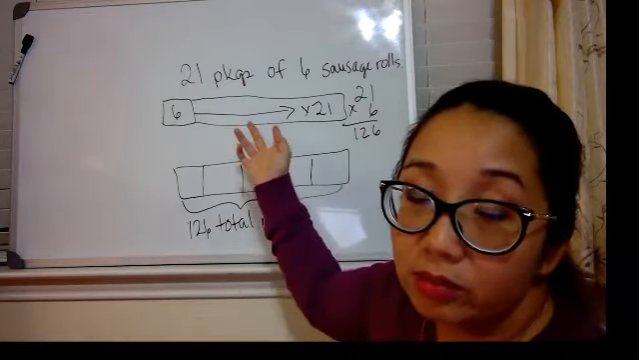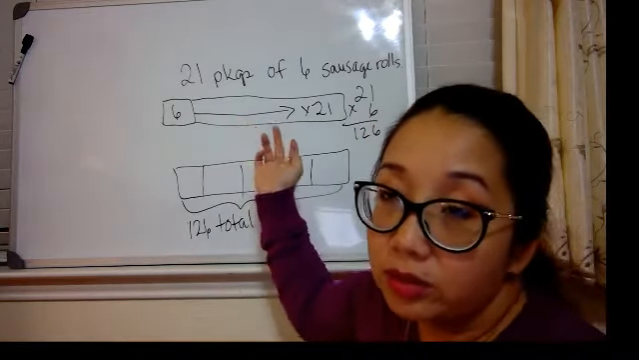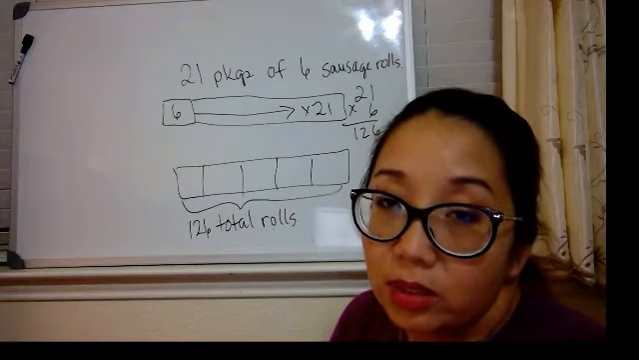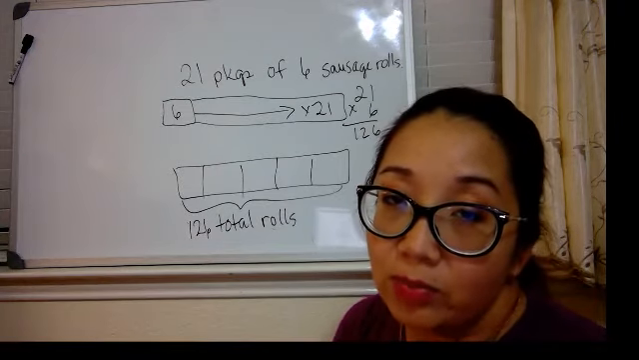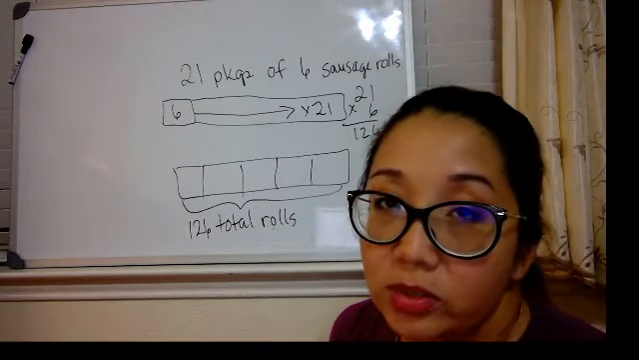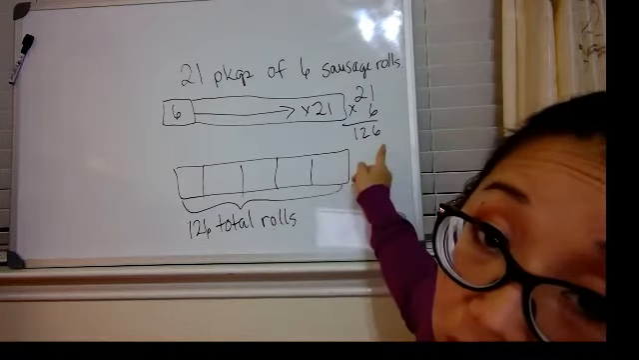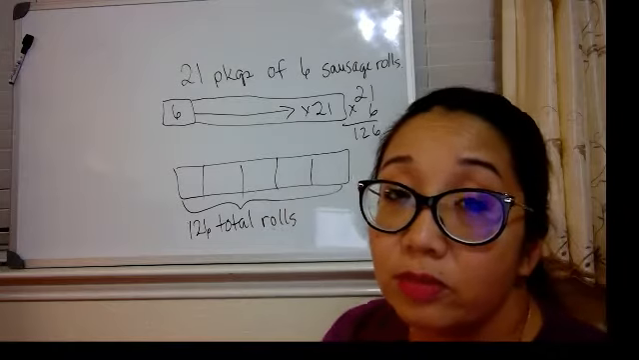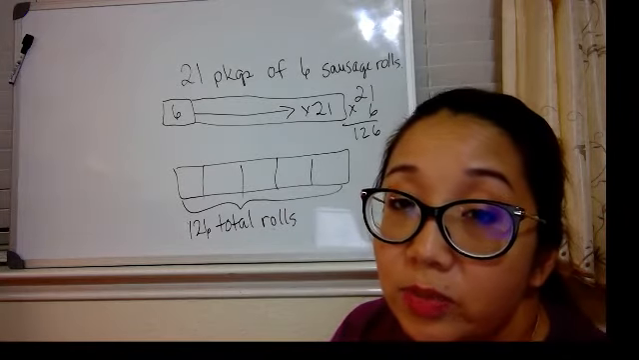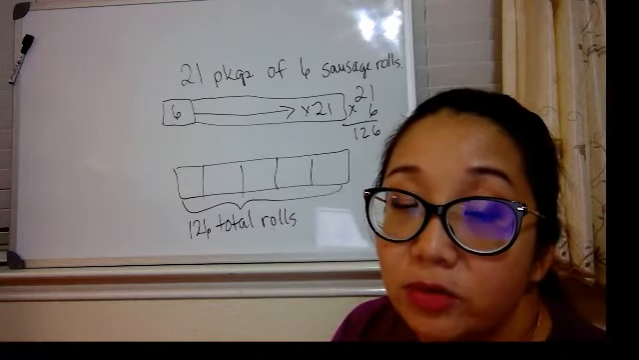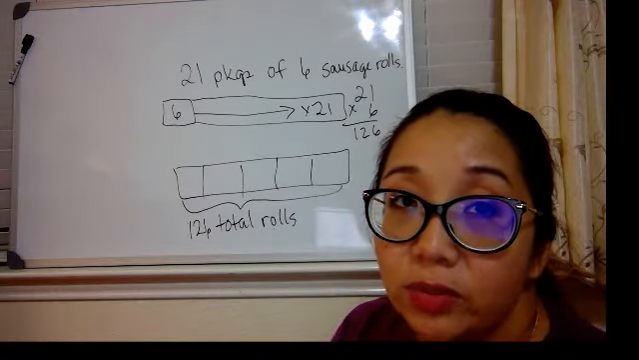This is the model drawing version. You can draw a picture if you want to, but you might not have enough space on your paper. You might want to use a separate sheet of paper, but that's a lot of sausage rolls that you're going to have to draw. It's 126 of them. So use numbers, and that's going to pare down the amount of drawing you have to do. Okay?